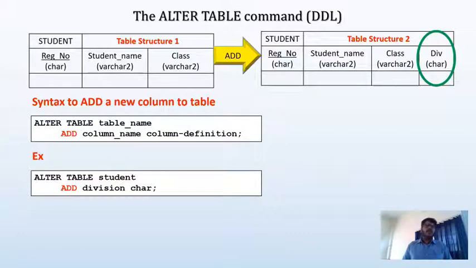And in division I want to store A or B or C. Likewise, we are going to store the values. So there is no need to specify the size at all. Even if we specify the size within the parentheses, it doesn't matter. We can specify the size as 1 within the parentheses after the character data type. Both are acceptable.